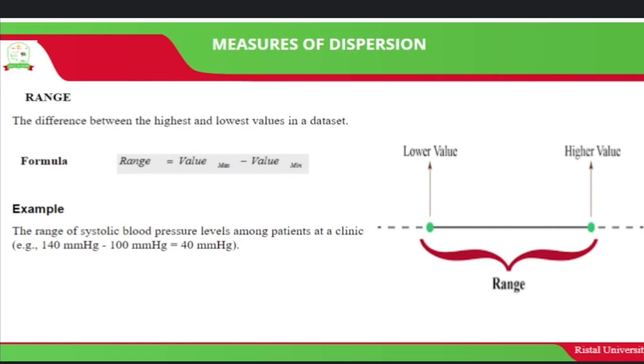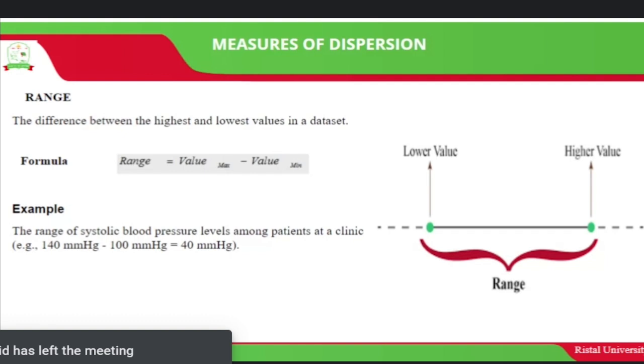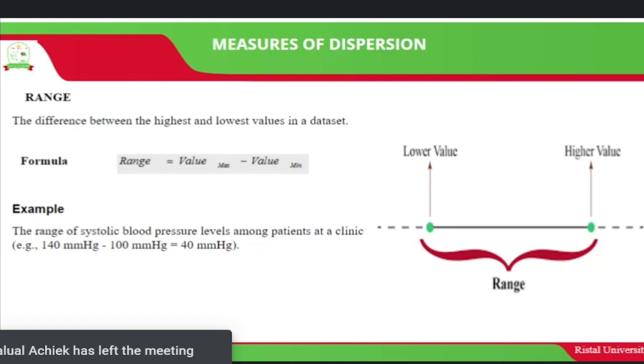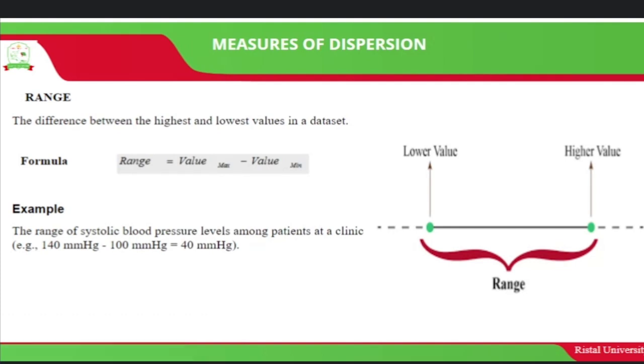And given this example, when we look at the range of systolic blood pressure levels among patients at a clinic, it is simply the difference between the highest and the lowest, as clearly shown in the figure. So the range is very simple to calculate, and it gives us a very quick sense of how the data is spread, but it is very sensitive to outliers, and it provides no information on how these data points are distributed between the extremes.